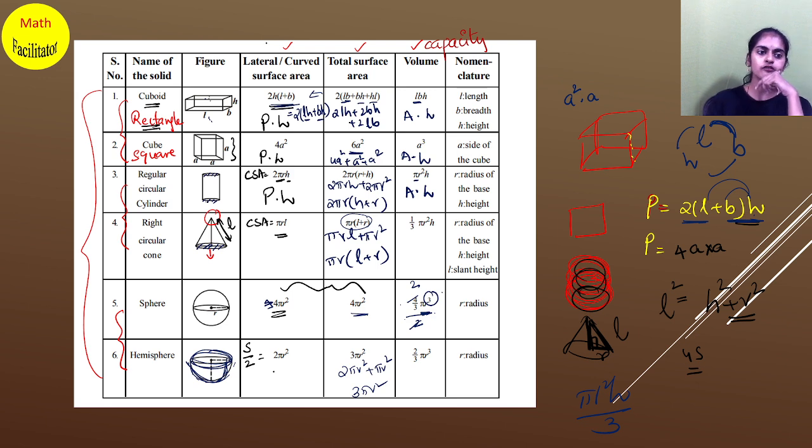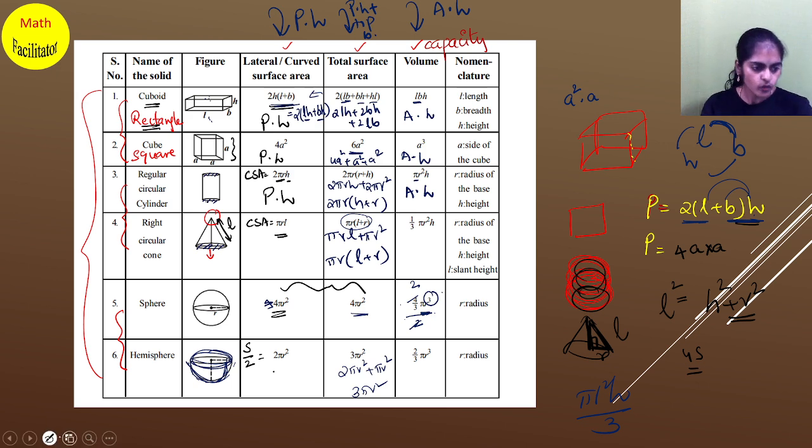Is it very clear? So for lateral surface area, I am taking perimeter into height. For volume, I am taking area into height, area of the 2D figure into height. For total surface area, I am just adding the other two areas. For this perimeter into height, I am adding the top and bottom surfaces areas. Clear? Yes.